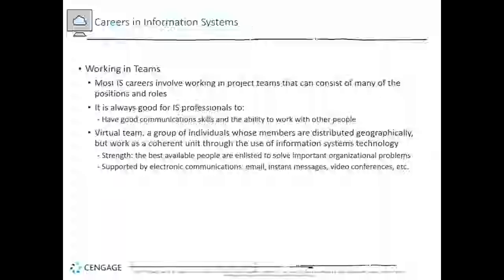Careers in business information systems: working in teams. Most IS careers involve working in projects and teams that can consist of many of the position roles. It is always good for IT professionals to have good communication skills and the ability to work with others. Virtual teams are groups of individuals whose members are distributed geographically but work as a coherent unit through the use of information systems and technology. Strengths: the best available people are enlisted to solve important organizational problems, supported by electronic communication such as email, instant messaging, and video conferences.